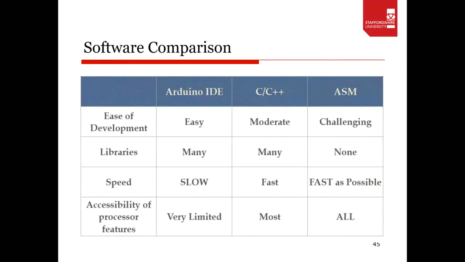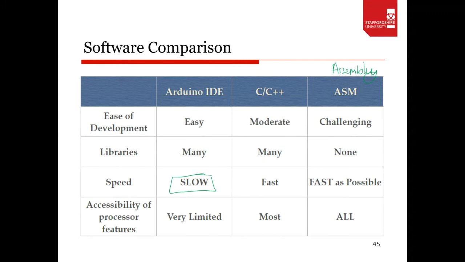So if we just compare quickly, if we use the Arduino IDE and C++ and the assembly language, so that's assembly, Arduino is easy to develop. It's got many libraries. It's very slow. And the accessibility of the processor features is very limited. As opposed to learning C and C++, it's a bit more difficult to learn. It also has many libraries, but again, you're going to have a go at writing your own.